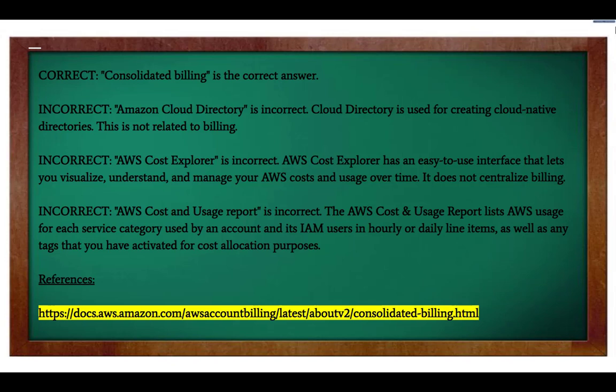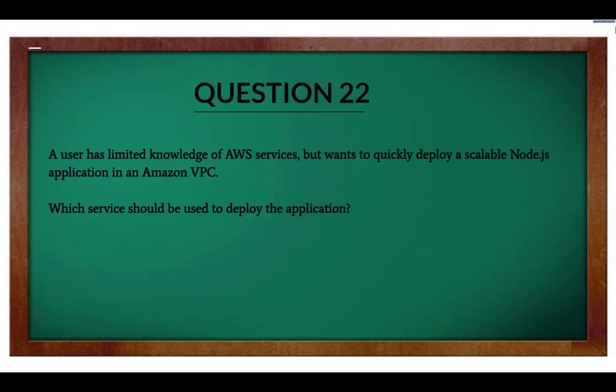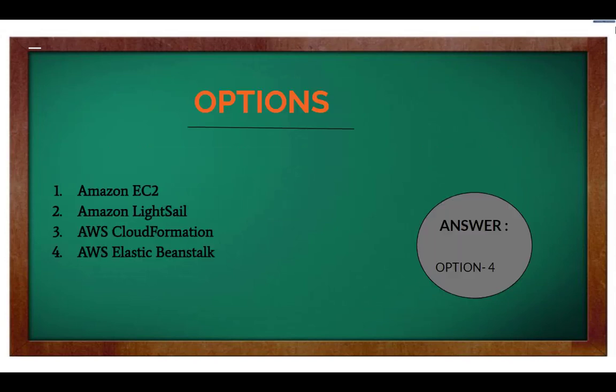Question 22. A user has limited knowledge of AWS services, but wants to quickly deploy a scalable Node.js application in an Amazon VPC. Which service should be used to deploy the application? Now here are the options. Option 1. Amazon EC2. Option 2. Amazon Lightsail. Option 3. AWS CloudFormation. Option 4. AWS Elastic Beanstalk. And the right answer is Option 4.